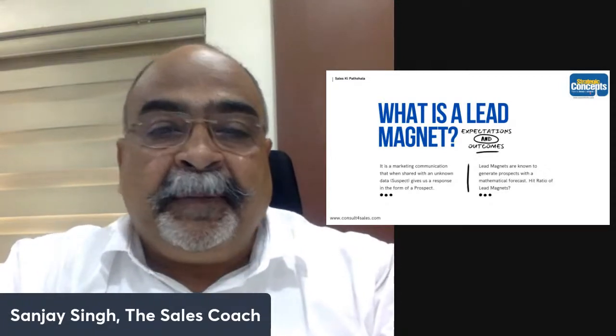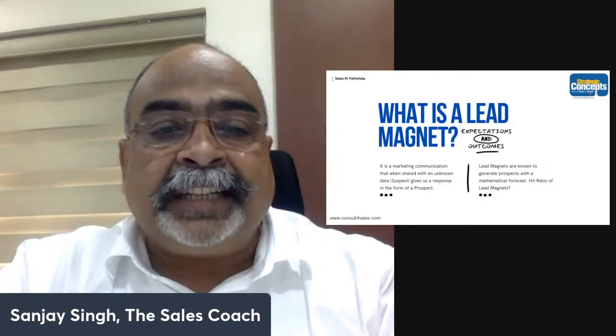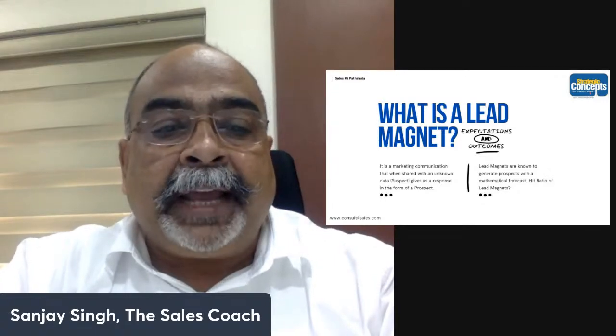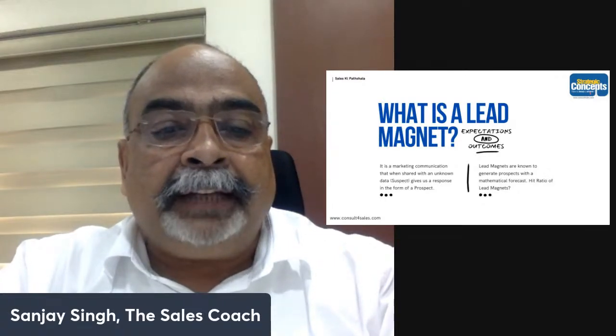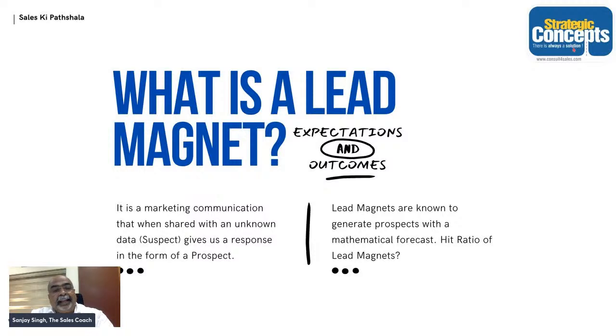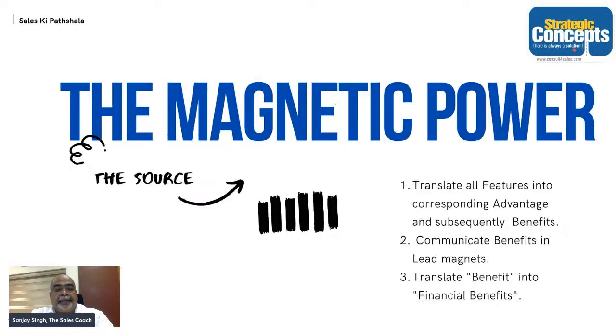Very, very important for all of us to understand that if the lead magnet has to do its job well, then, let me just increase the size of the screen. Okay, so if the lead magnet has to do its job well, then the communication should have a magnetic power within it, isn't it? It should have some kind of a gurutwakarshan, a magnetic power, has to be there. What should you do to create this magnetic power?